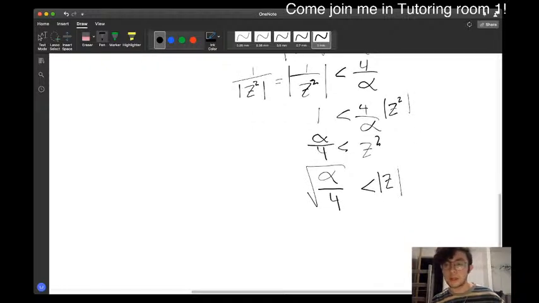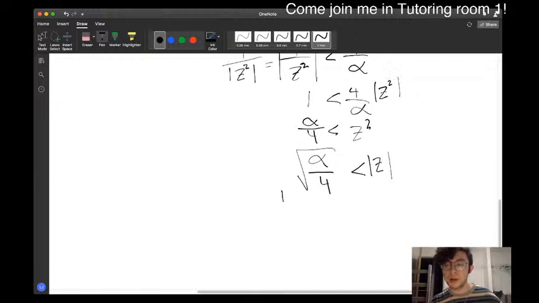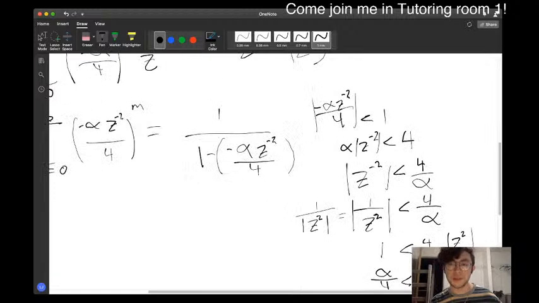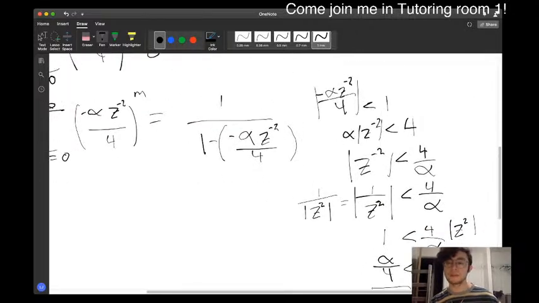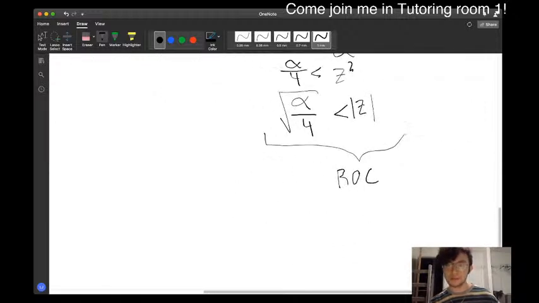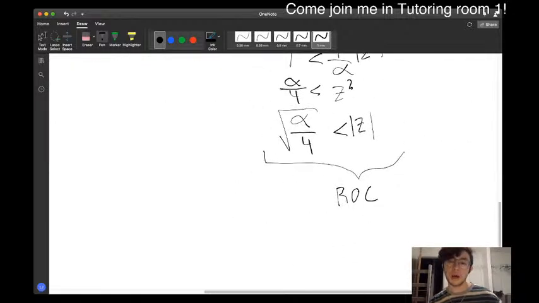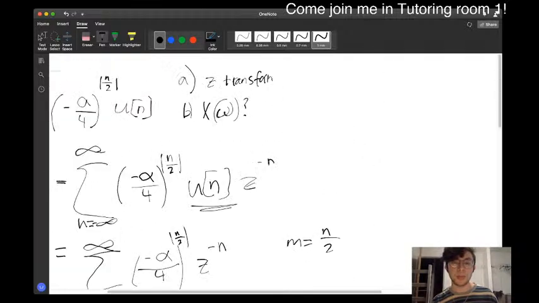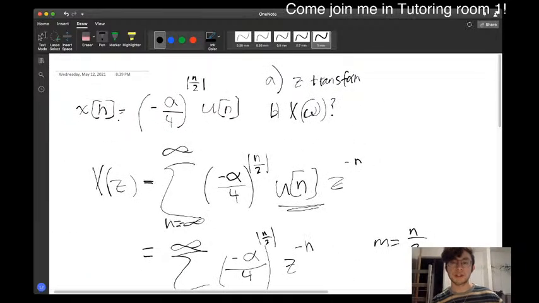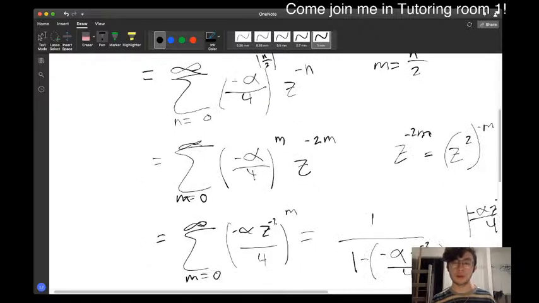Notice that this looks pretty familiar. This is our region of convergence for this series, and this one would be our z transform. This is kind of interesting. Let's go back to what we were asked. We need the z transform, as well as what values of alpha the Fourier transform will converge for.